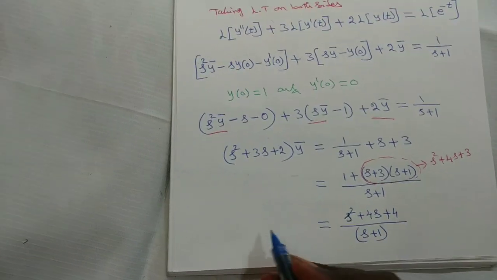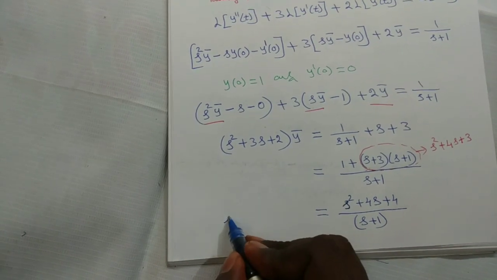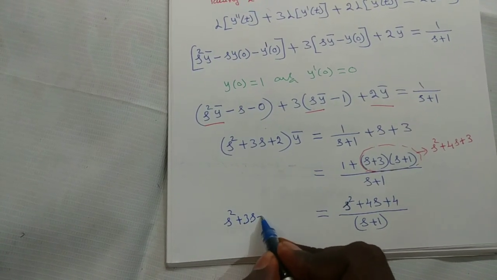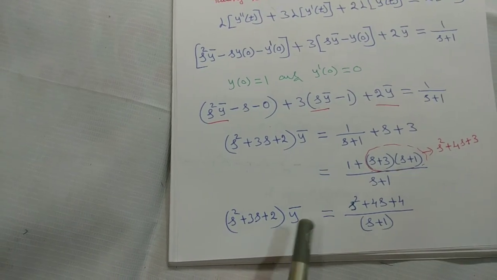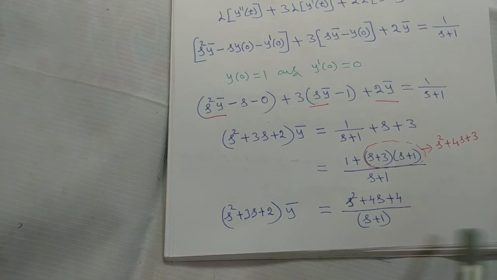But on the left-hand side, this is (s² + 3s + 2) into y bar. But I want the y bar term alone, so take this term to the right-hand side.